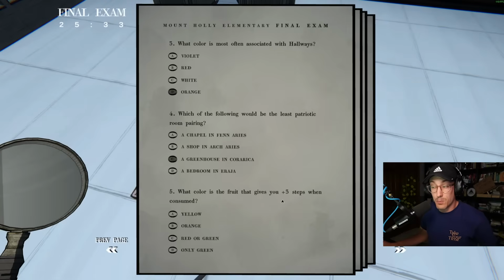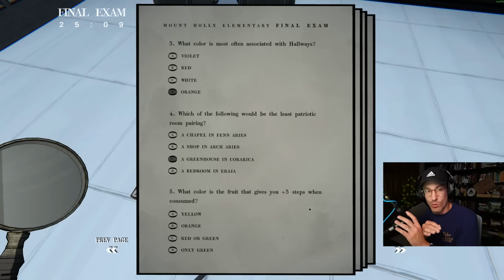What color is the fruit that gives you +3 steps when consumed? You motherfucker. Do you think I know? God damn it. I'm not going to ace it on my first time, which is going to be a problem. So I think oranges are worth like 4 or 5. It might be bananas, but I think those are actually like 2. I think it's the least good apples, which might be green apples.